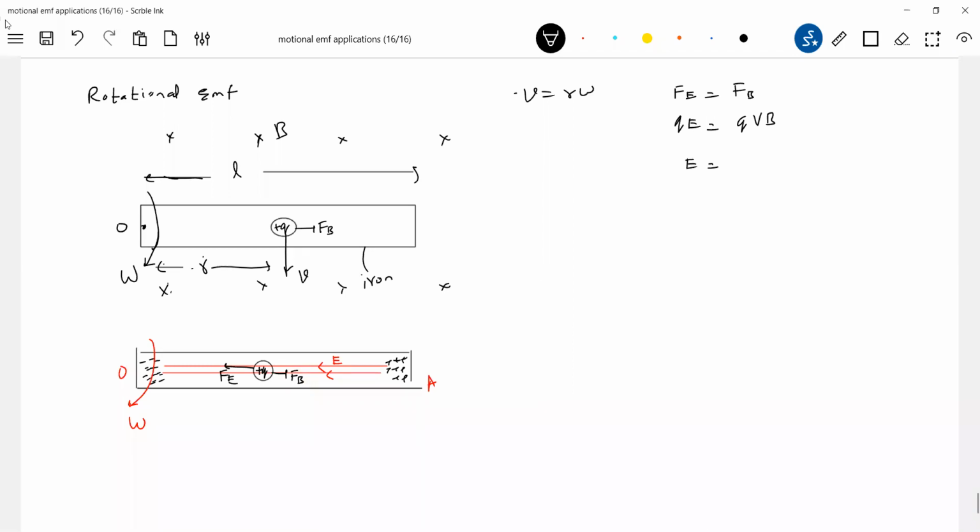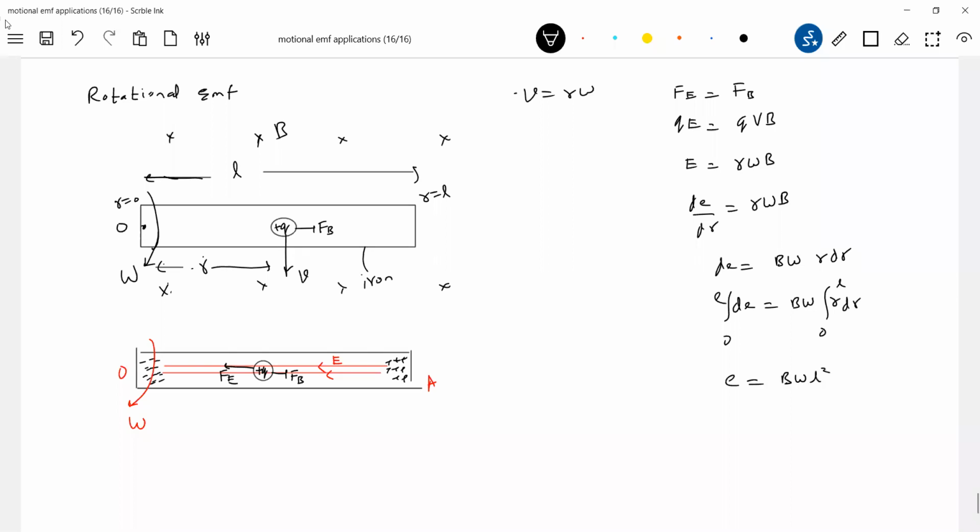q gets cancelled, so E equals, what is v? v is R omega, into B. E is equal to dE by dR, so dE equals B omega R dR. I'll measure R from here. This is R equals 0, and let this be L. So integrating from 0 to L, what is the EMF induced? B omega L squared by 2.